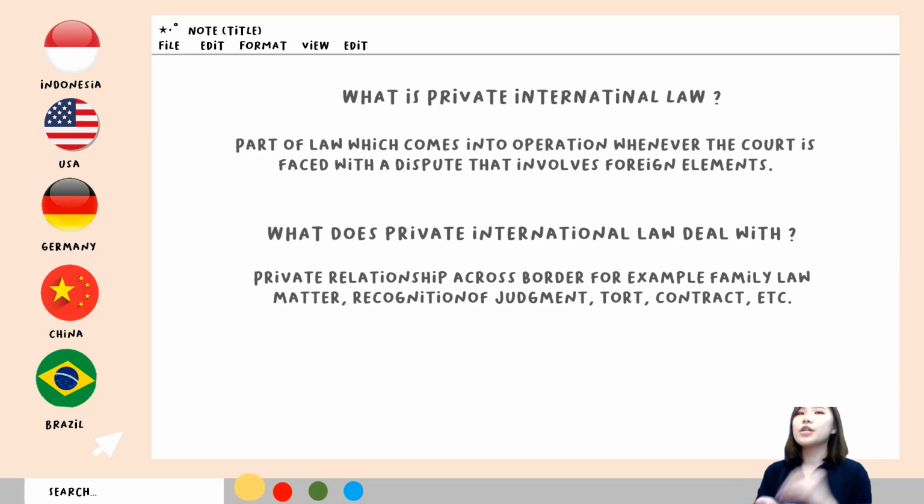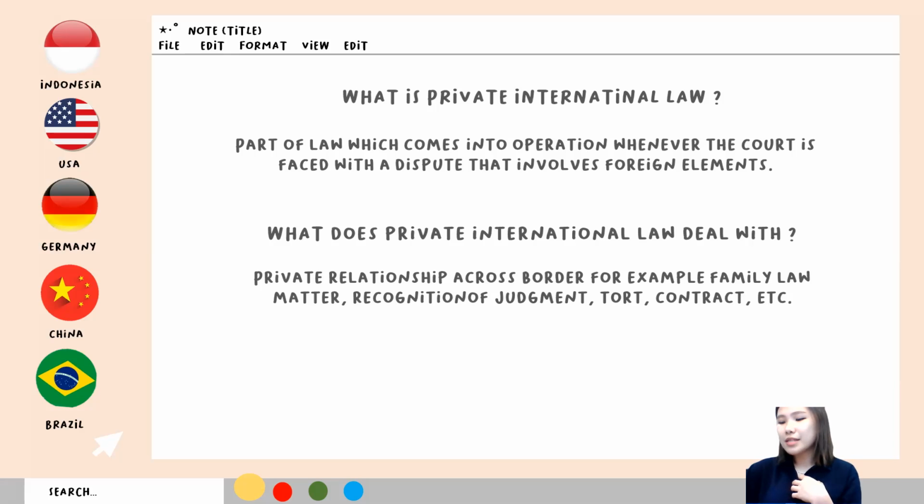Private international law is the part of law which comes into operation whenever the court is faced with a dispute that involves a foreign element. And what does private international law deal with? It basically deals with private relationships across borders, for example family law matters, recognition of judgments, tort, contract, and etc.